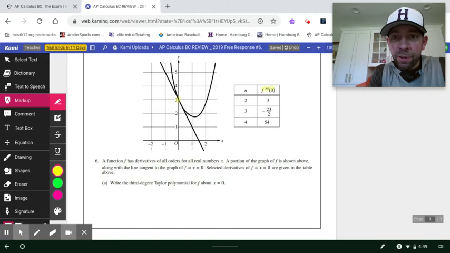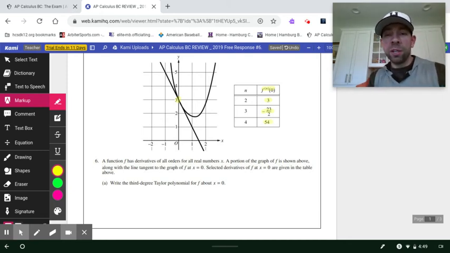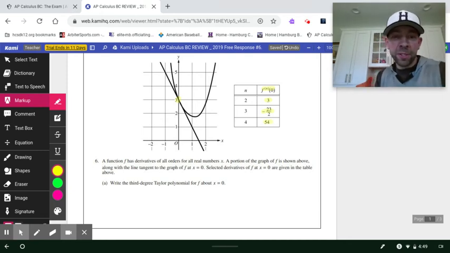So the nth derivative, in this case the second derivative of f evaluated at 0, is equal to 3. The third derivative evaluated at 0 is negative 23 halves. And the fourth derivative evaluated at 0 is 54. And we'll end up using all of those values at some point before it's all said and done.